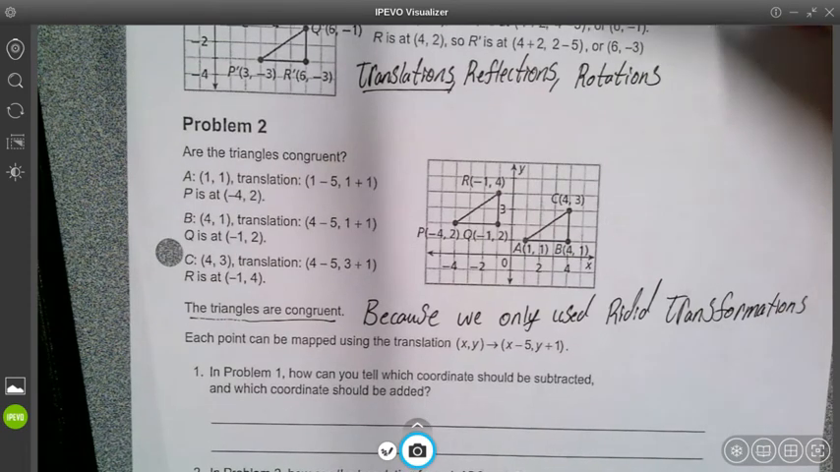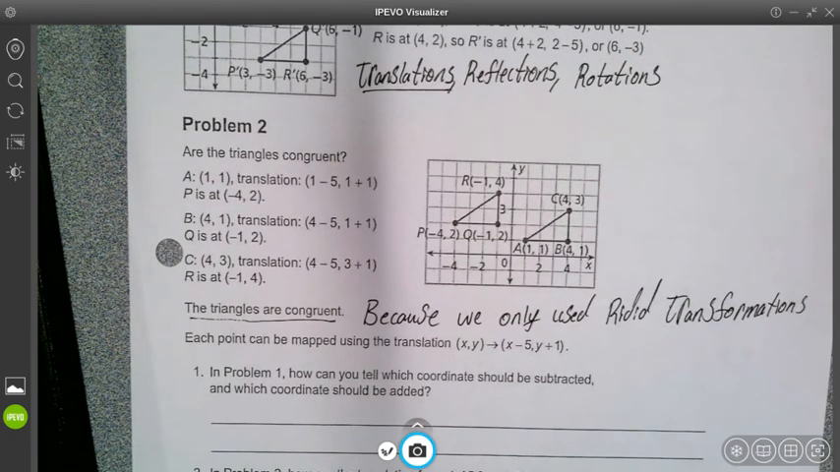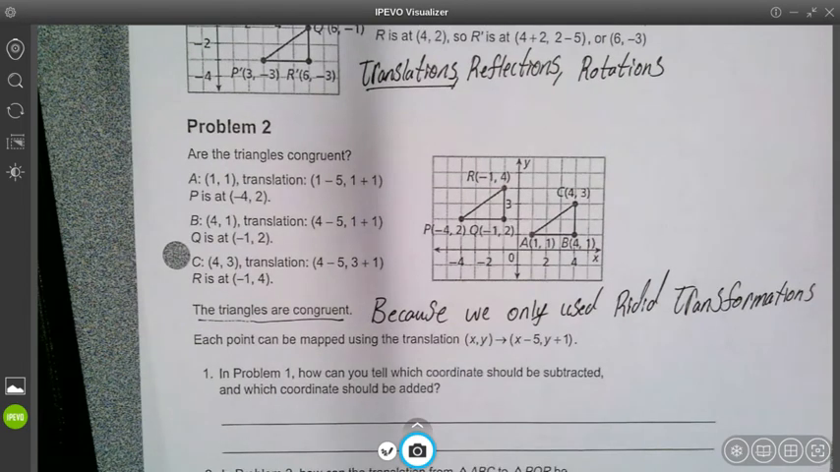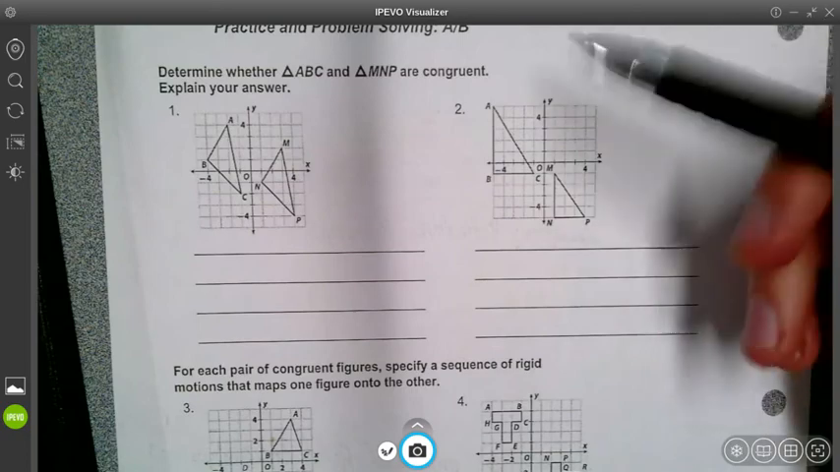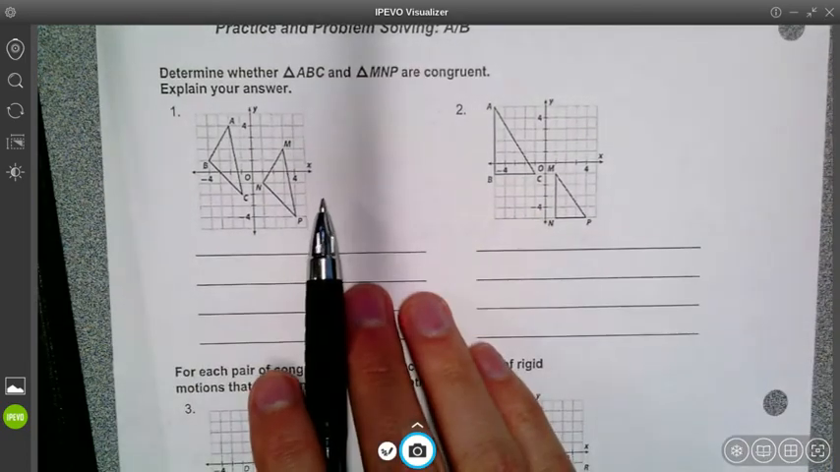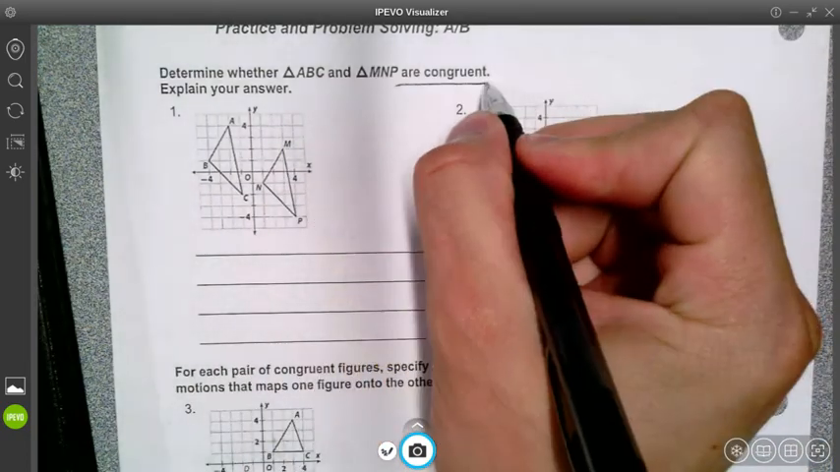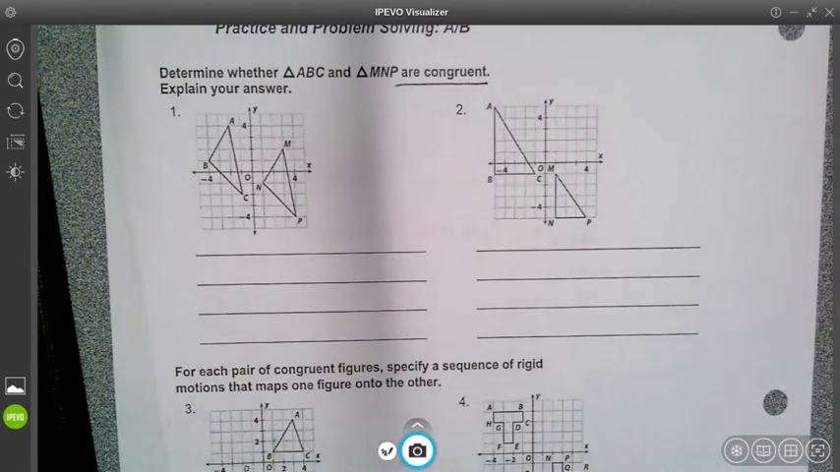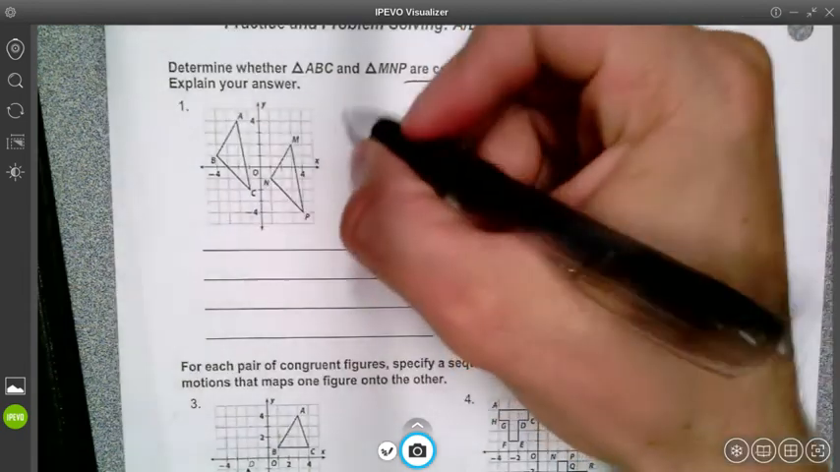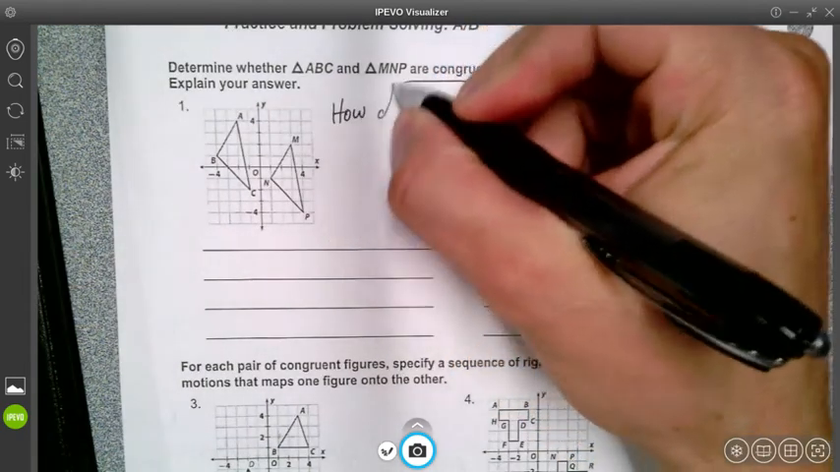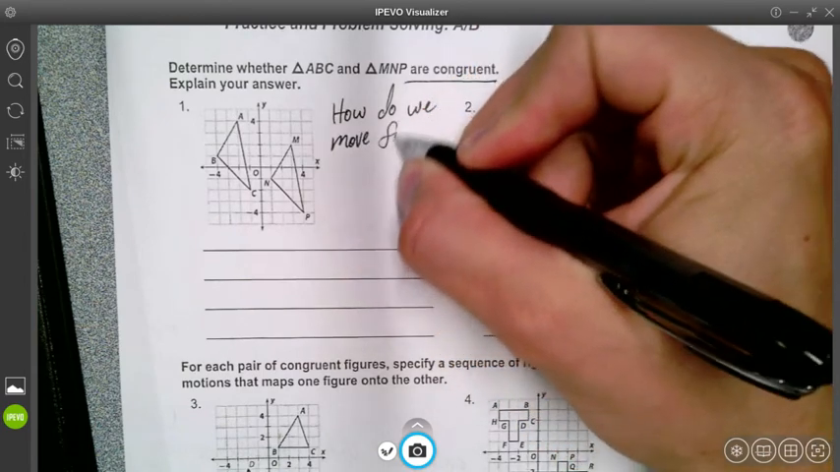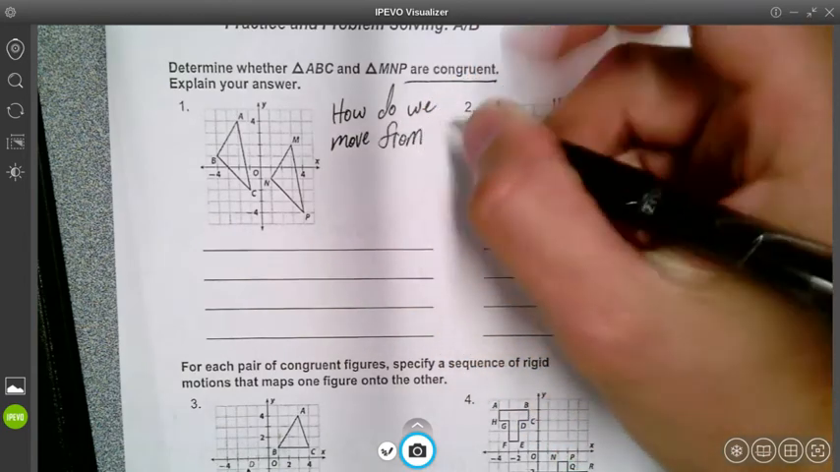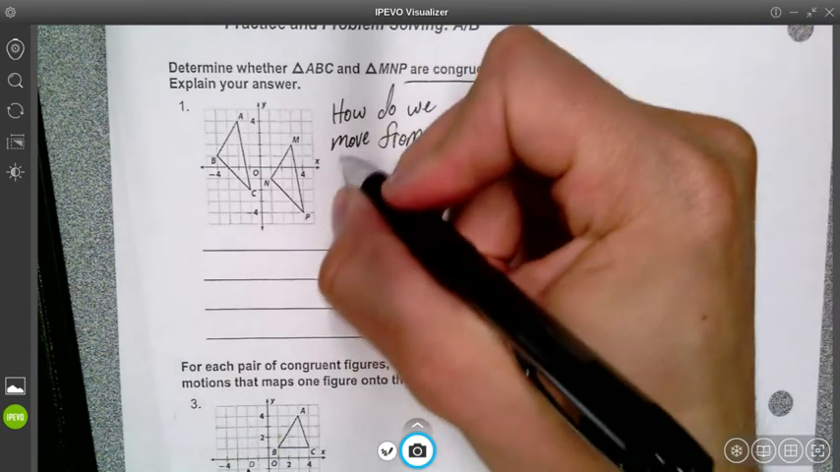So that's all I really want to show you from these two examples for the moment. Let's take a look at some different problems on the other side. Okay, so now we're looking at two different triangles again, and we want to decide if they are congruent. And we know they are congruent if we use a series of rigid transformations. So we need to ask, how do we move from one to the other?